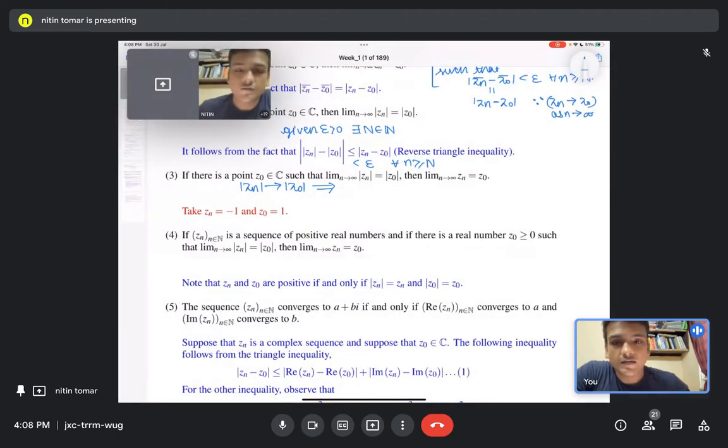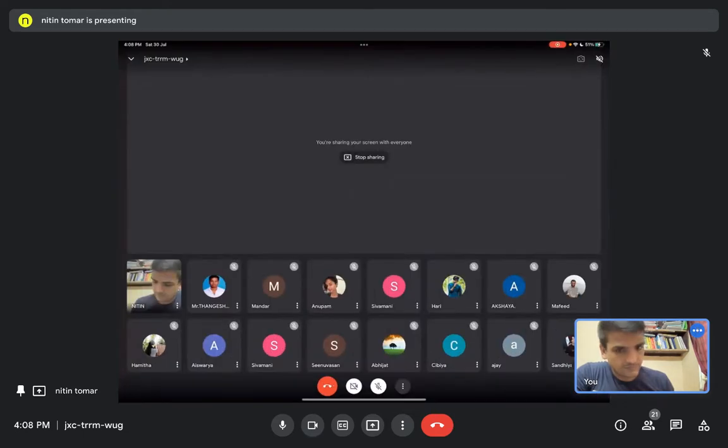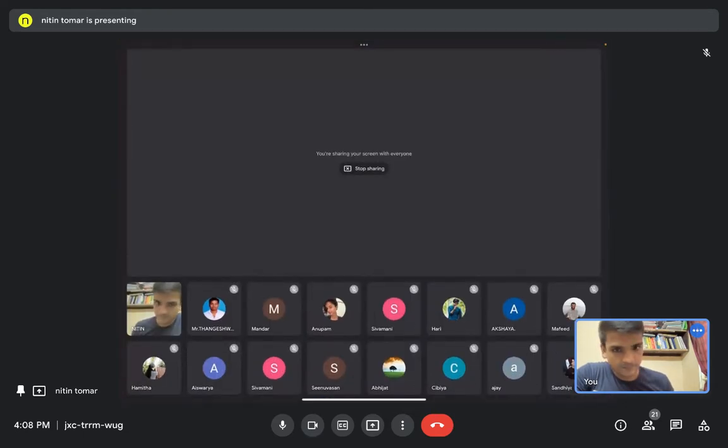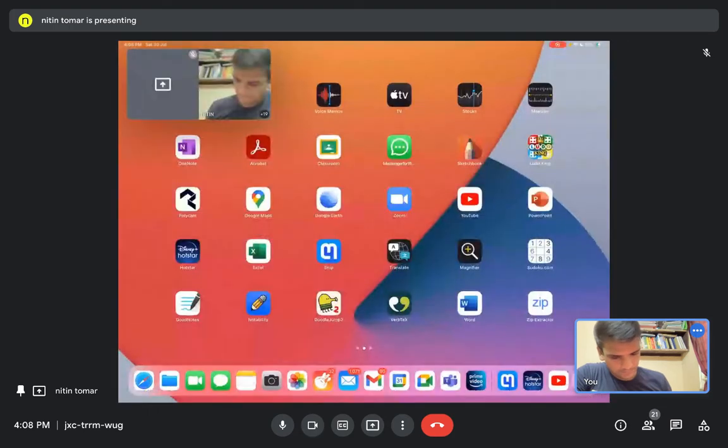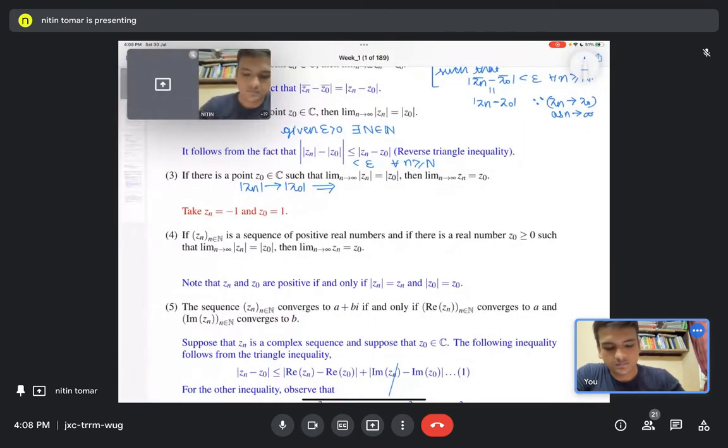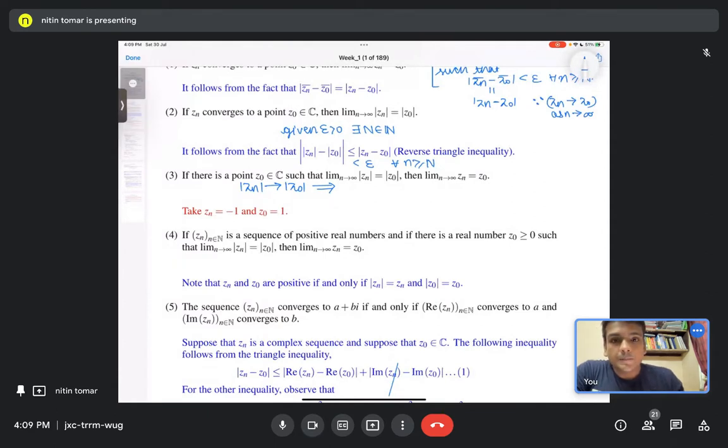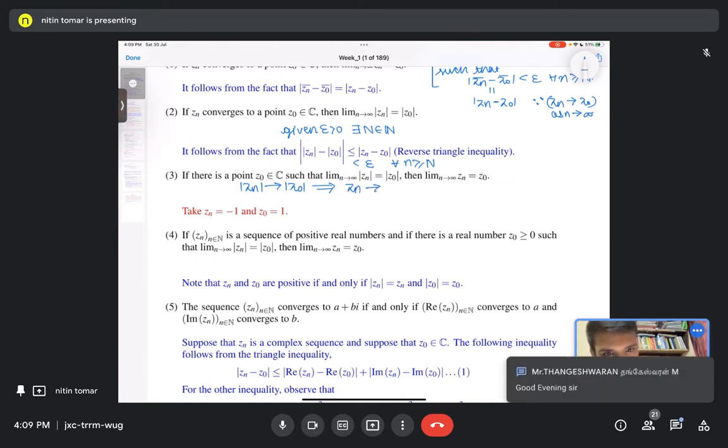For those who have joined late, we were proving whether, if you are given a sequence Zn such that its modulus converges to the modulus of a number, it implies the sequence Zn converges to Z naught.